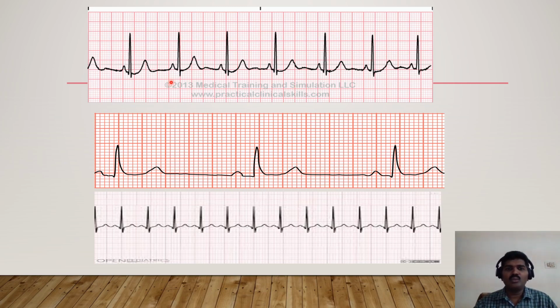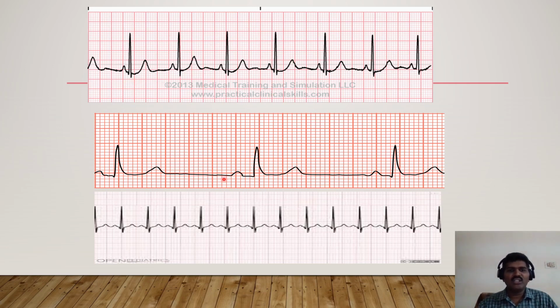Anything below 50 you call bradyarrhythmia. Anything above 150 you call tachyarrhythmia. Between that, it should be sinus rhythm. So there's P wave. Each P wave is followed by a QRS complex, and all the P waves look similar in morphology. QRS duration is 2 boxes, 0.08 seconds. So this is a normal sinus rhythm.